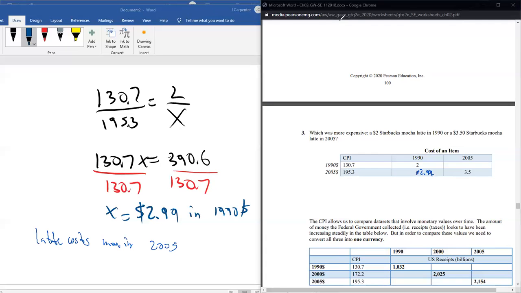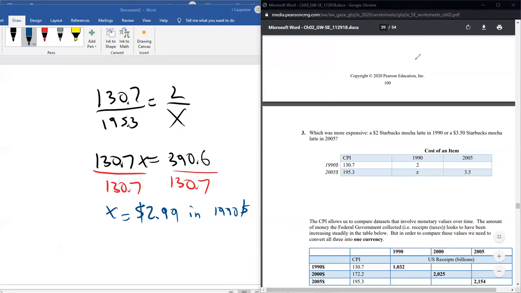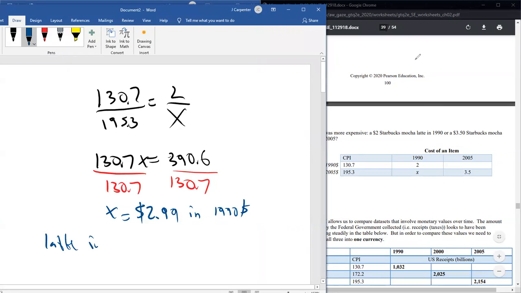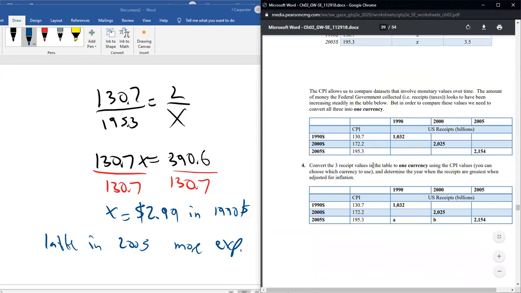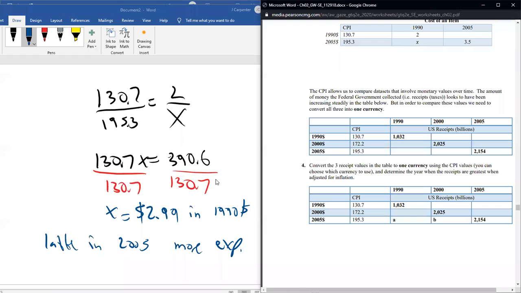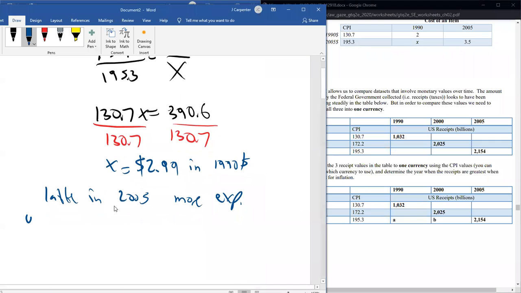All right, so let's clear our screen. I just realized that the answer is going to go away. The latte in 2005 is more expensive. There we go. So this brings us to our quiz. Question 4, and that's on page 101.